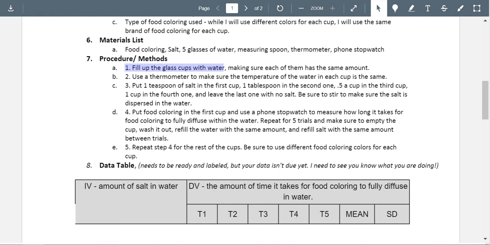Also, is this a transparent cup? Does the cup have a color behind it or something? Again, you've got to tell us more about this. Making sure each of them has the same amount. Okay, that's good. I like that you put that there.